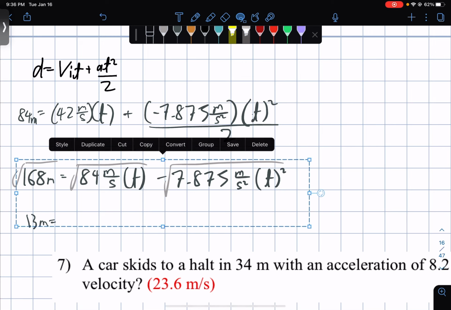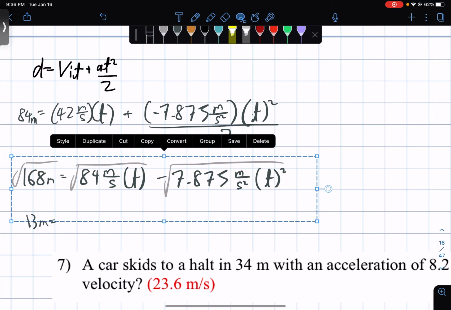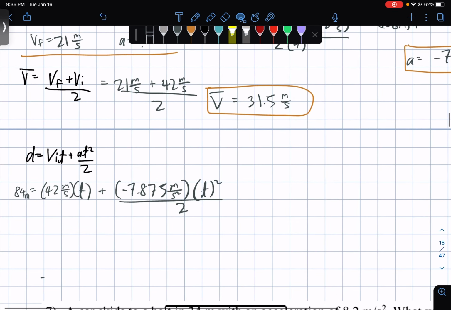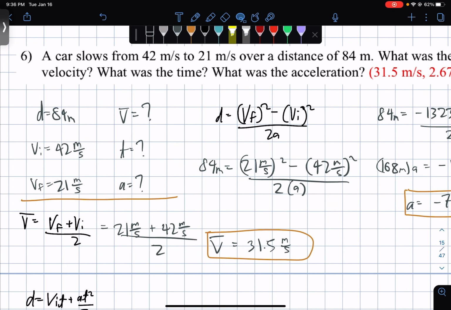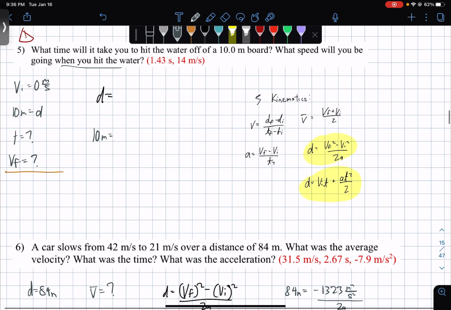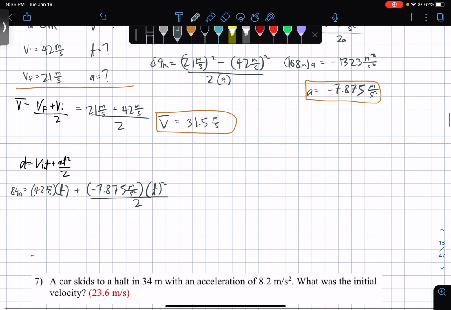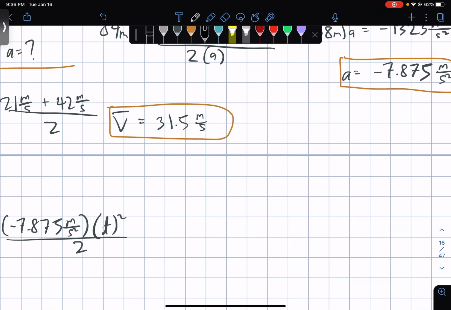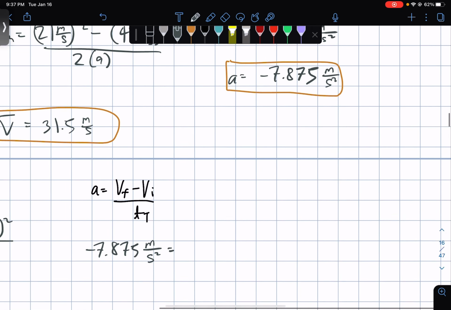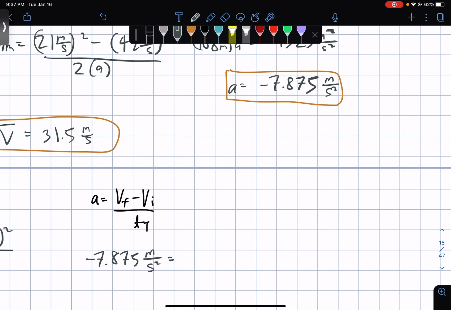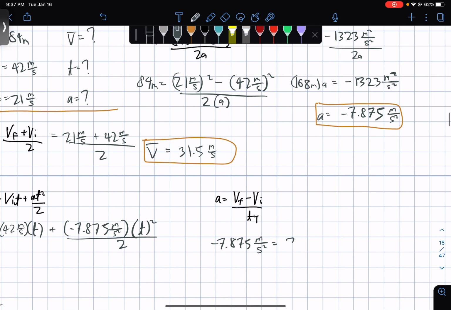No, no, no. Let's not use that formula. Let's use acceleration equal to Vf minus Vi over time total. Besides, we have the acceleration anyways. Why did we use the hard formula? Vf is, well, 21 meters per second. Vi is 42 meters per second. Time total is missing.